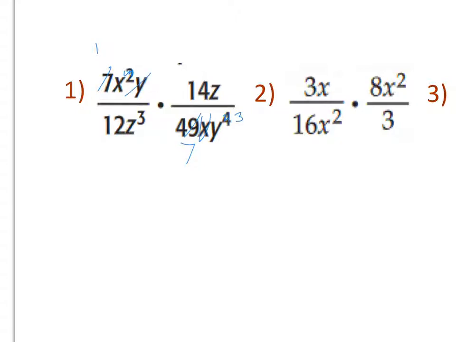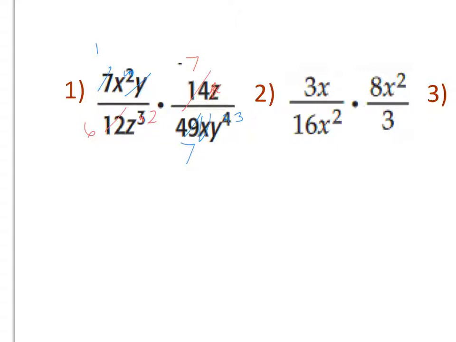And then if I look at the other cross products, 12z cubed and 14z, I can take a 2 out of both the 12 and the 14. So the 12 becomes a 6. 14 becomes a 7. If I take away that z there, I'm down to z squared. Now, I'm really just multiplying fractions, but now I have different terms.